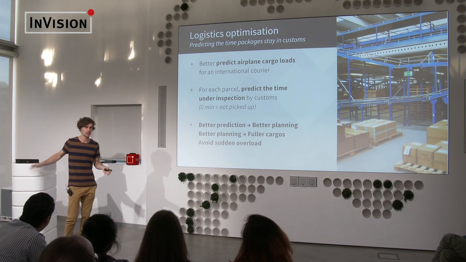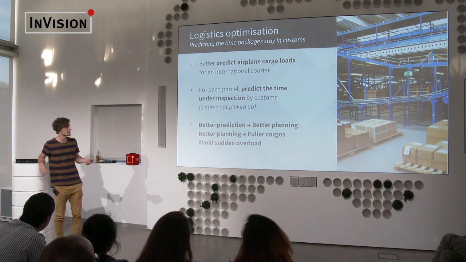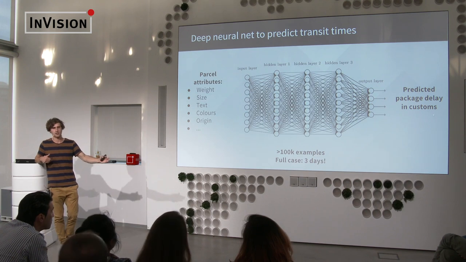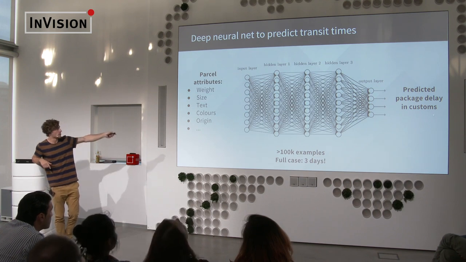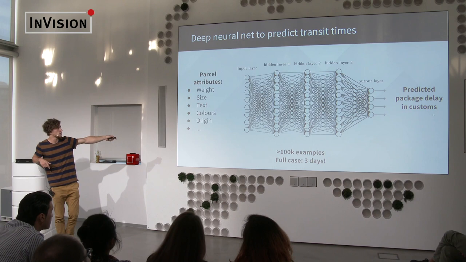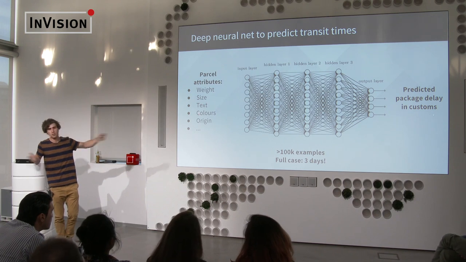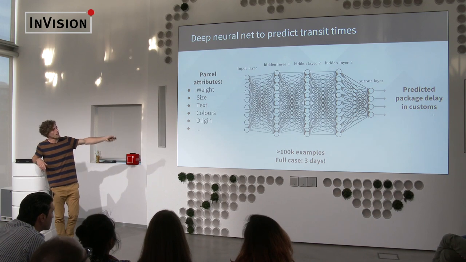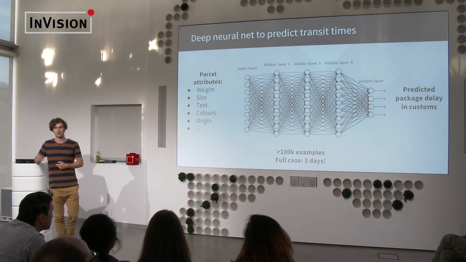So it's not full. And this costs them money. So basically they said, okay, we have a really large database. We have been logging all our parcels for the past 5 years. For every parcel, we know the weight, the size, a description. We have a picture of it. We know where it's coming from, where it's going to. Why don't we use all of this information and try to predict the package delay in the customs, right?